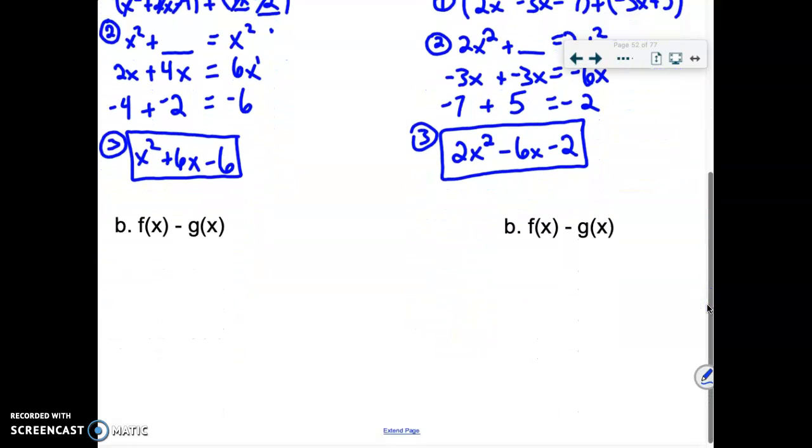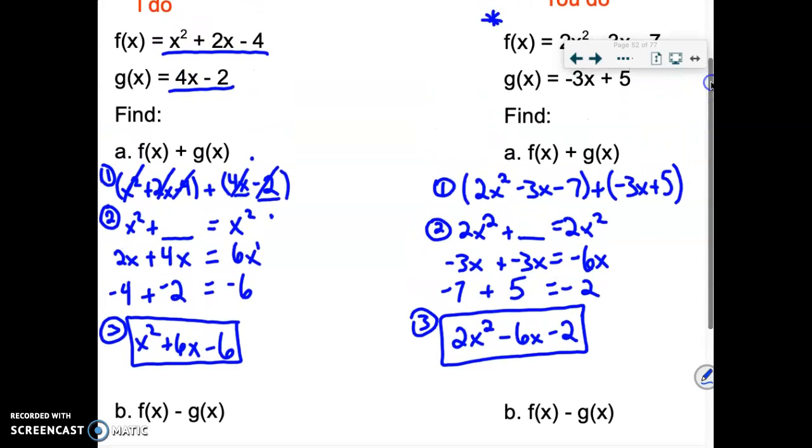Alright, moving on to subtraction. Subtraction is very similar. The only difference is because we're subtracting, you have to pay attention to the signs, especially if you're subtracting a negative and what would happen there. In this part, I'm going to work with the same two functions, f of x and g of x from my I do problem.